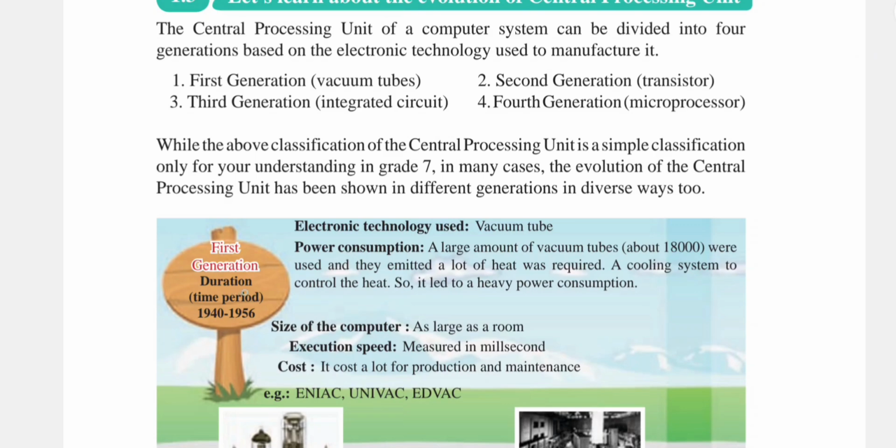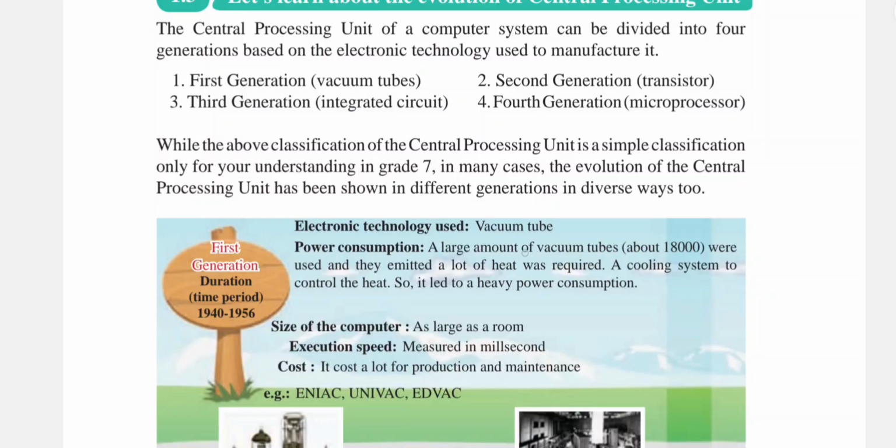First generation computers. The first generation computers were used from 1940 to 1956. They used a technology called vacuum tubes. These computers needed about 18,000 vacuum tubes, and because of that, they consumed a huge amount of power. They produced a lot of heat. Special cooling systems were needed because of this. Electricity consumption was very high.